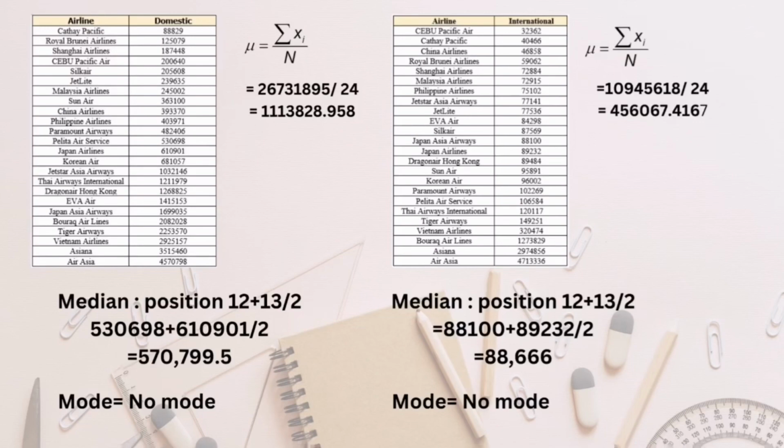Lastly, these two datasets have no mode, so we can conclude that the mean for domestic is higher than the international dataset, and the median for domestic is also higher than the international dataset. That's all from me. Thank you.